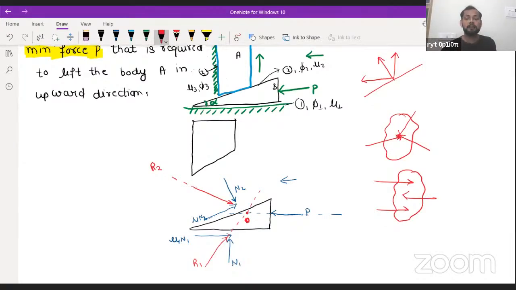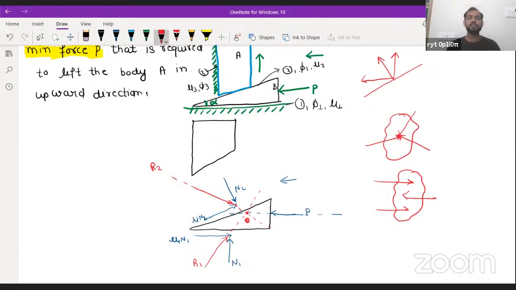As you know, the line of action of force P is acting in this direction, and the resultant of these two forces will act in this direction. That means two forces are already concurrent. That means a parallel force system cannot develop here. So from here we can conclude that whatever the force R2 is, its line of action will pass through point O.